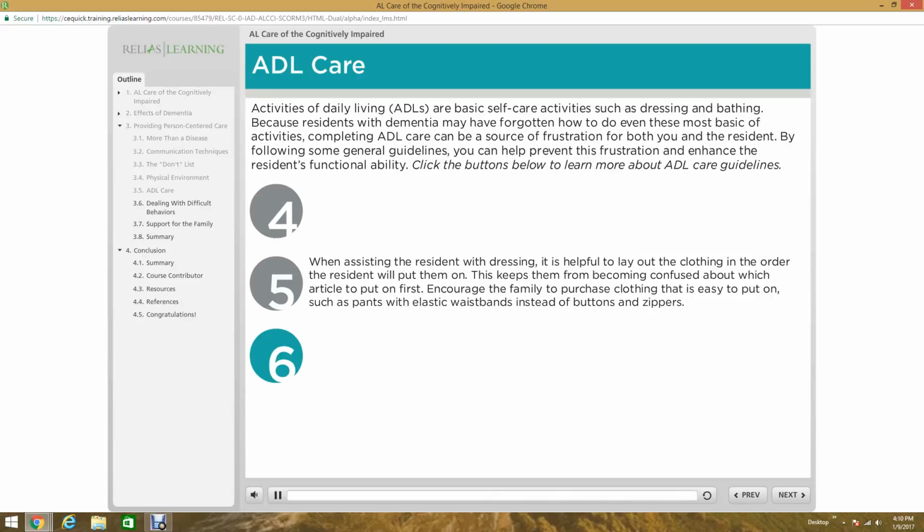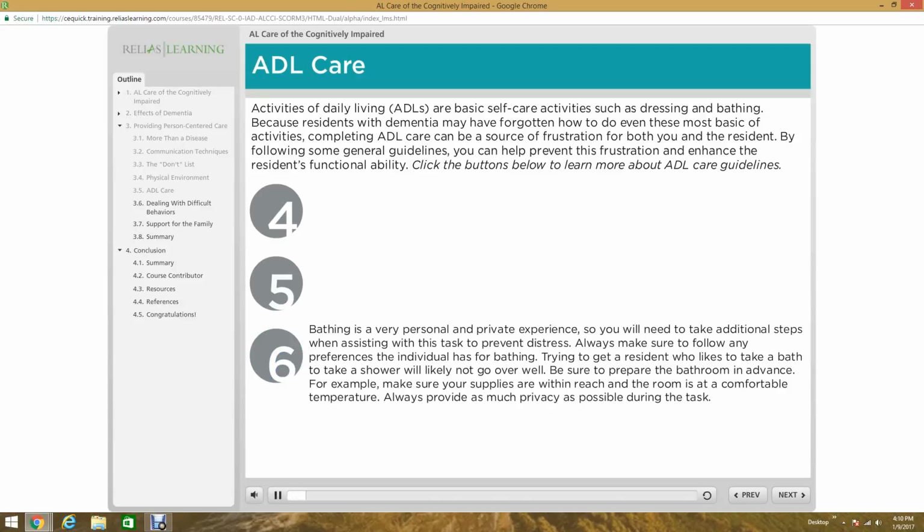Bathing is a very personal and private experience, so you will need to take additional steps when assisting with this task to prevent distress. Always make sure to follow any preferences the individual has for bathing. Trying to get a resident who likes to take a bath to take a shower will likely not go over well.